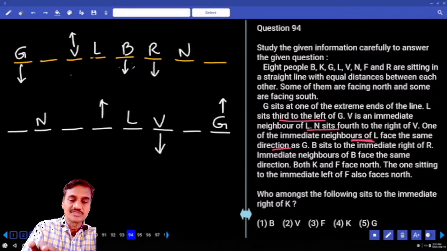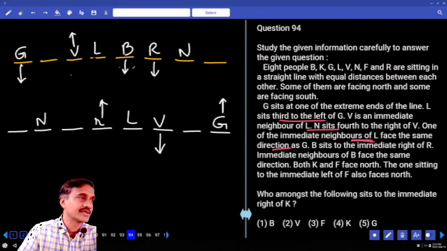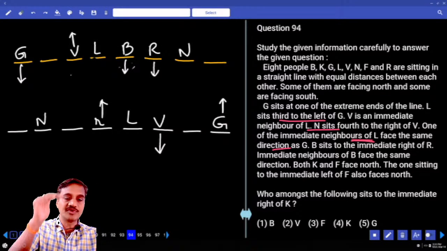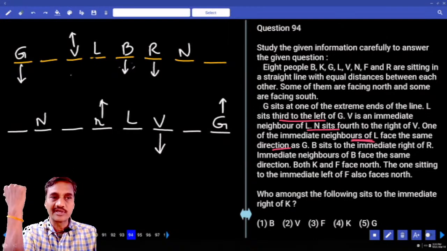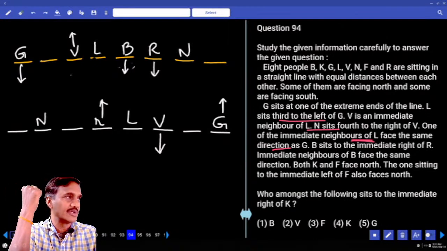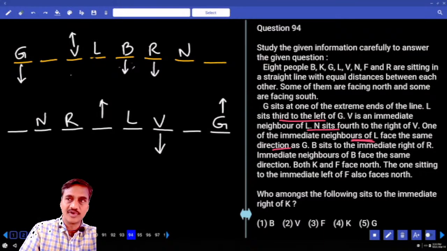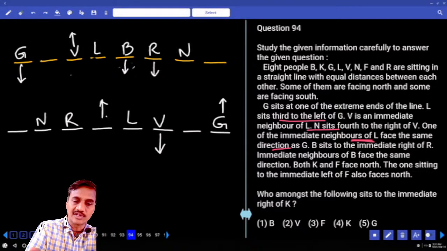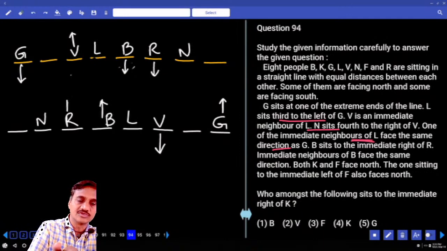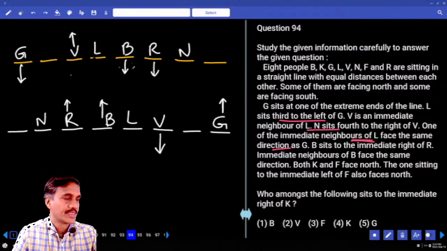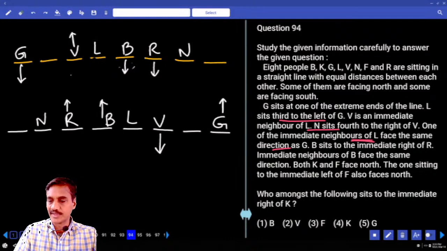Then in the second case, can you take R at this place? If R is here, this R is facing towards north. Immediate right means L and B are in the same place, not possible. Which implies that R cannot be here, R is here. Now if R is here, B sits to the immediate right of R, B is here and R is facing towards north. Done with this? And next one.